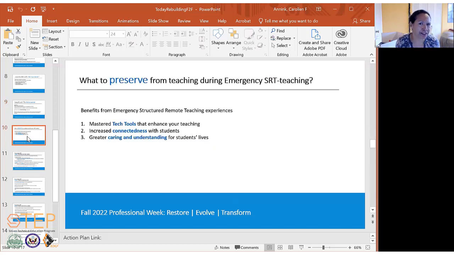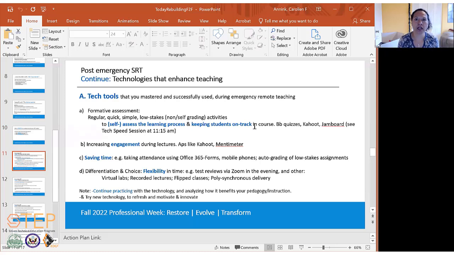Okay, so those were two things, according to the authors, to leave way behind, as they said, the low ranger learner and the lazy learner. But what are things that we want to continue doing after, and things that we've learned from the emergency remote teaching? So here you see it. I'll go through each one of them. It's that we learned technological tools, we learned to better connect, and we learned to care and understand students better. So to start with the technological tools.